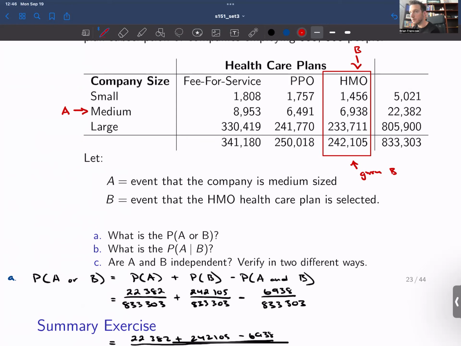this is saying, given that you're in the HMO outcome column, so imagine there's only 242,105 people total now in the experiment. What is the probability that that person belongs to a medium-sized company? That's just a fundamental probability, 6,938 divided by 242,105. And that's what conditioning means, or the given symbol represents in the context of a two-way table.